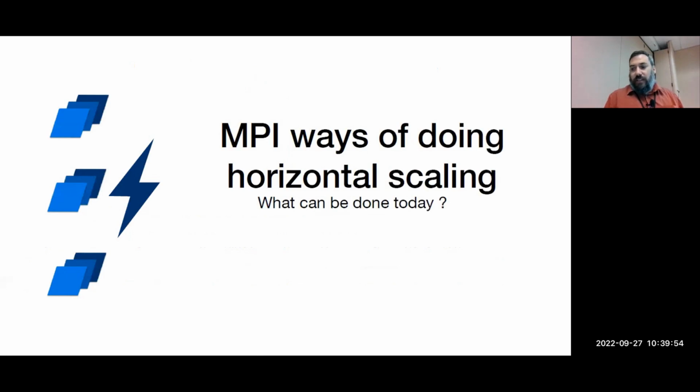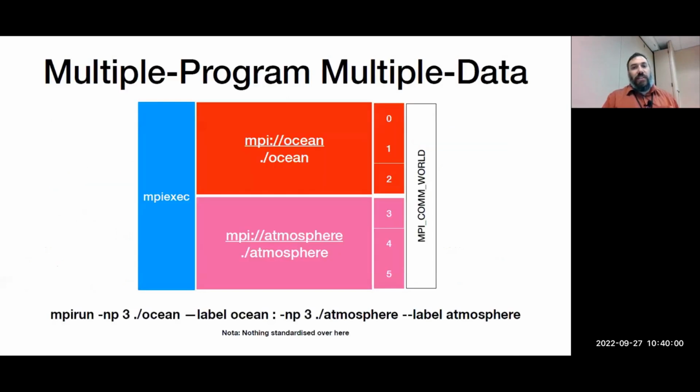So first, let's ask how MPI can provide horizontal scaling. What's existing today in MPI? Either you have multiple data, so you will use one launch with mpirun. Well, actually it's mpiexec, because that's the standard thing you can do. So you will launch multiple jobs, requesting a set of resources for each job, and they will end up in the same MPI communicator.